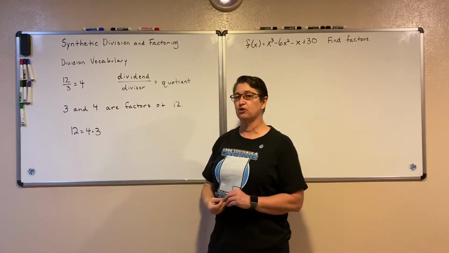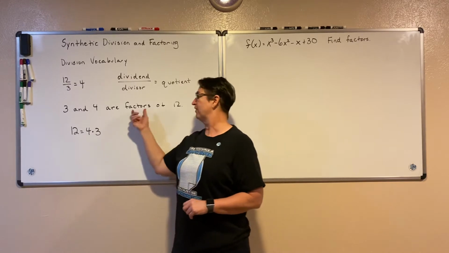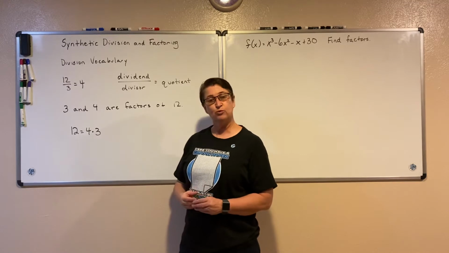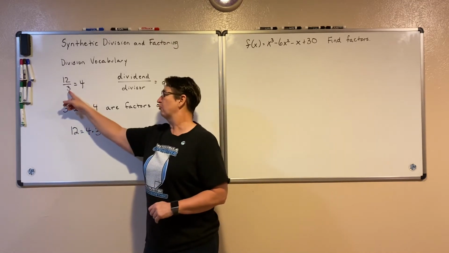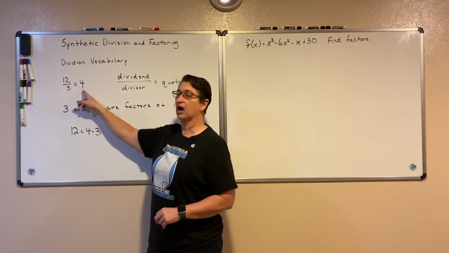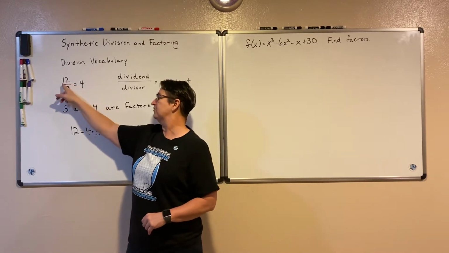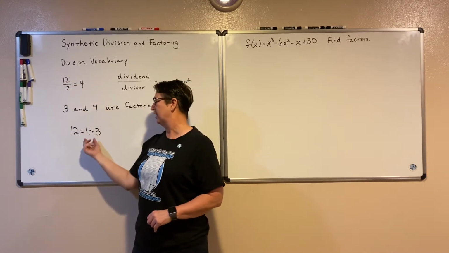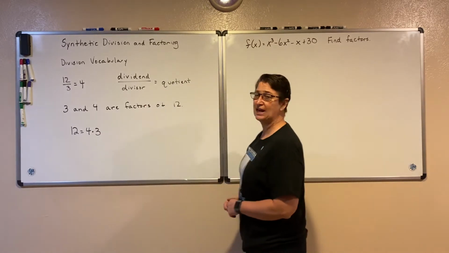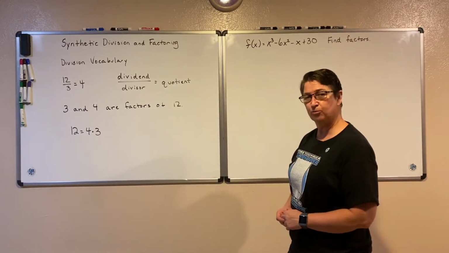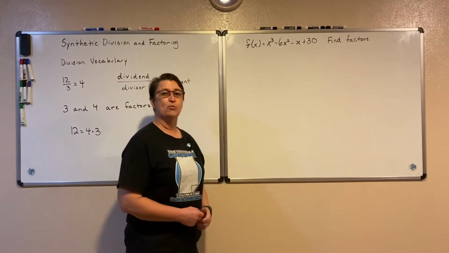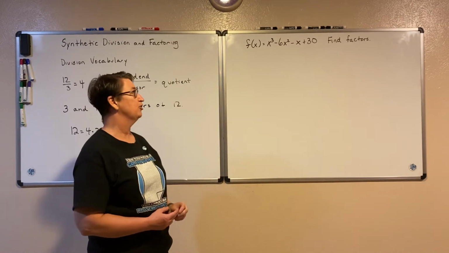So the fact that there is no remainder is part of what makes them factors of 12. And then also notice that when we do that division, we have 3 times 4, our divisor times our quotient, equals that dividend. These two factors can multiply together to make that product. We're going to use that idea to help us with polynomials to factor them. So here we have a polynomial and we want to find the factors of this polynomial.